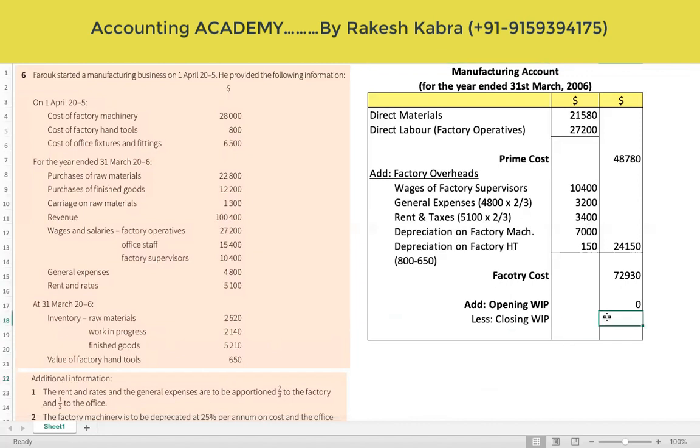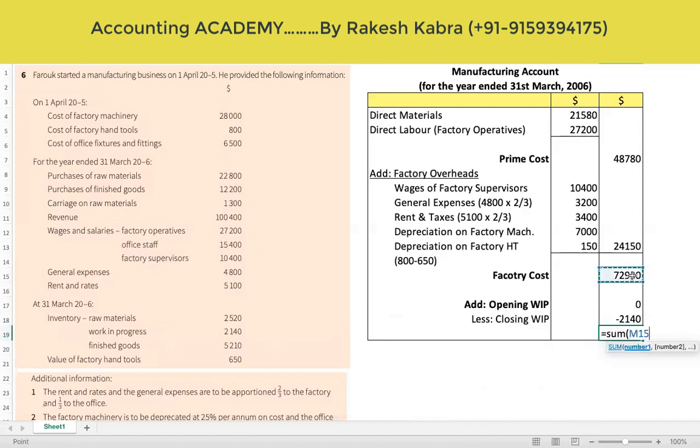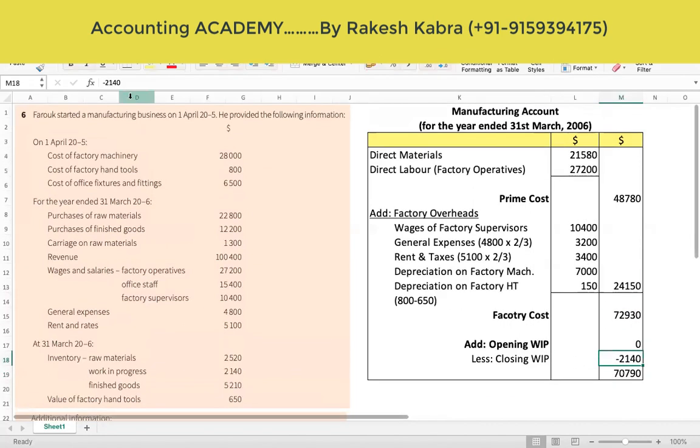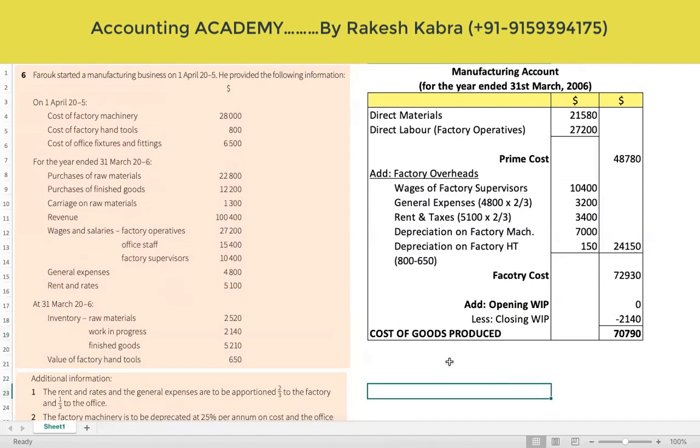So I have to subtract 2140, right? After that, see what I will get. Whatever value I get, that is cost of goods produced. This is the answer of cost of goods produced. Done? Okay. Now, what is the use of adding the opening WIP and subtracting closing WIP?